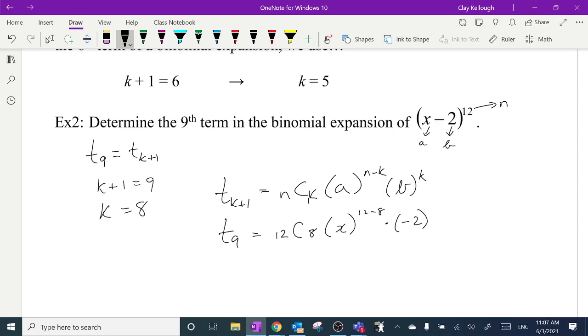And k is 8. Okay, I have a question in the chat that says, is that a 1? Where did I draw something so ugly that you can't tell that it's a 1?